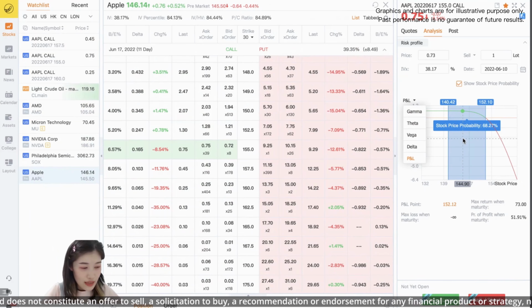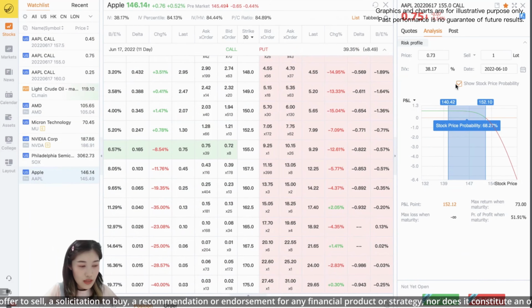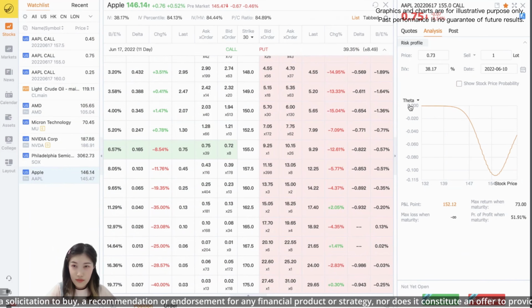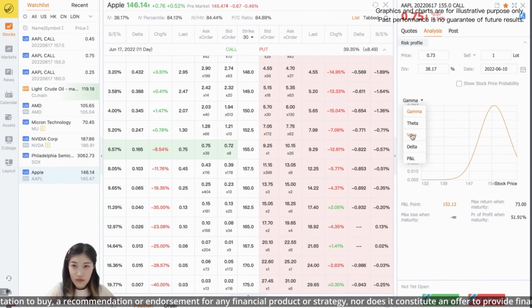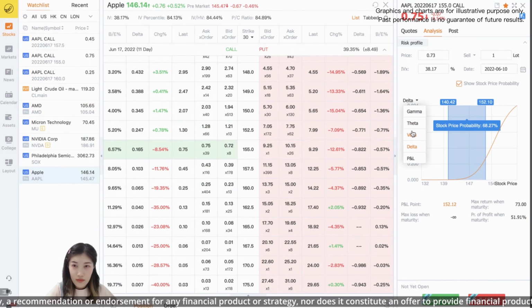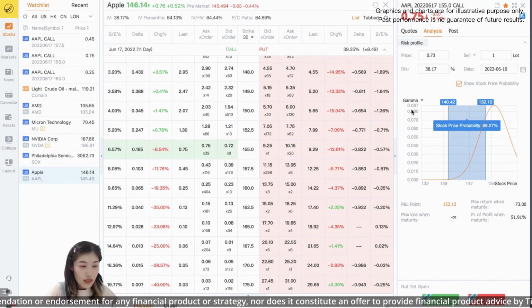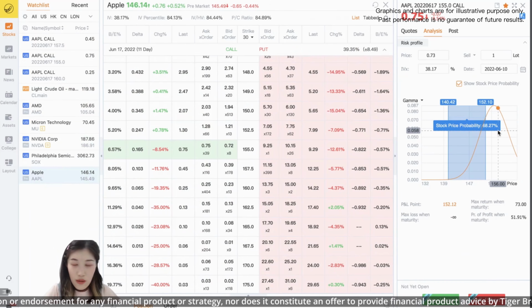Now, going back to the chart, as you may notice already, the stock price probability range can be appended on top of any chart. The default range shows the probability of one standard deviation, and you can drag and pinch however you like.